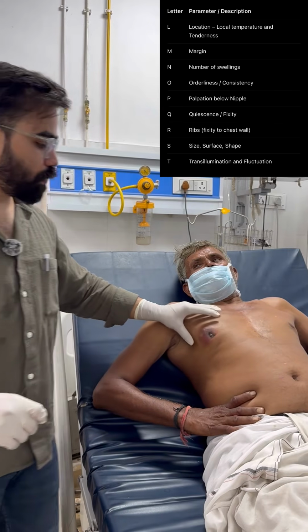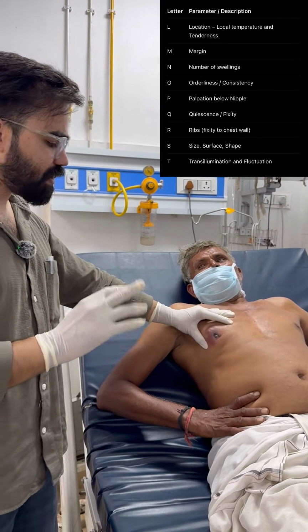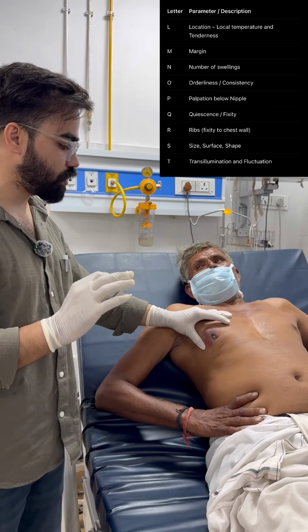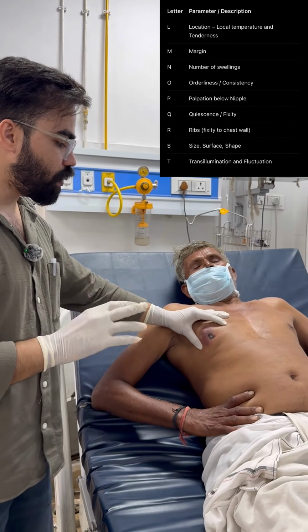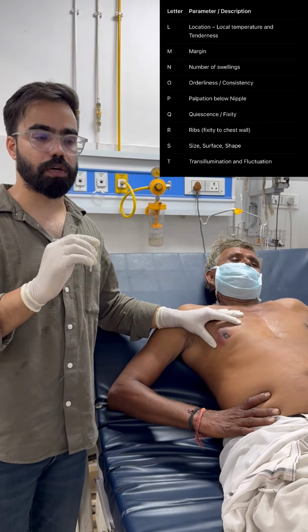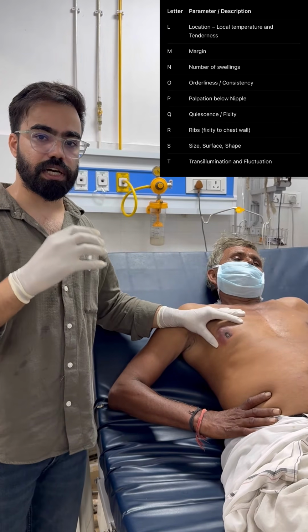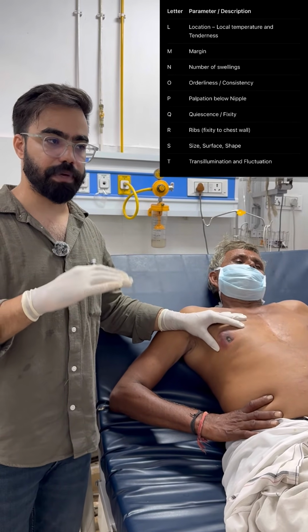So after fixity of the swelling to the muscles, now we need to check the fixity of the swelling to the underlying ribs. If a swelling is arising from the bones, it will not move. Whatever we do with the muscles, whether the pectoralis muscles are taut or relaxed, it makes no difference.